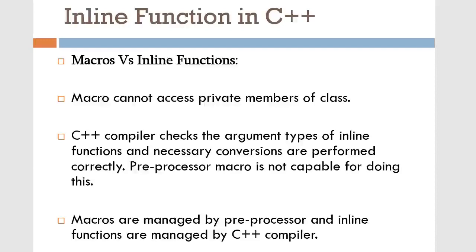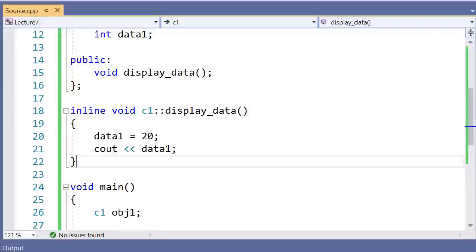Followed by the pre-processing, the next stage is the compilation, where the compiler will actually compile your code to determine the errors and warnings present in your program. And the function is managed by the C++ compiler, whereas a macro is managed by the preprocessor. When you create a function, it is processed by the compiler rather than the preprocessor. So that's why it is able to do this type checking for the parameters of the function.